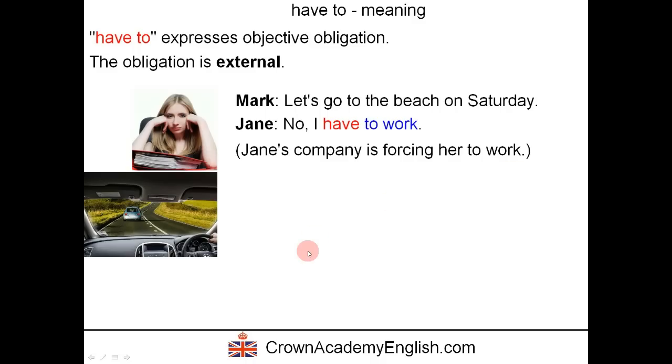And here is a very good example. In England, you have to drive on the left. So this is simply a law or a rule. Okay, it's not the driver's decision really to drive on the left or the right. It's because it's the law in England and also the United Kingdom and other countries all over the world, in fact. Australia as well, they drive on the left. So in all of those countries, you have to drive on the left because it's the law, and the law is an external obligation.